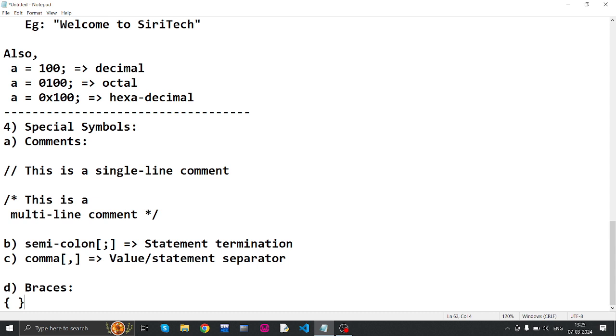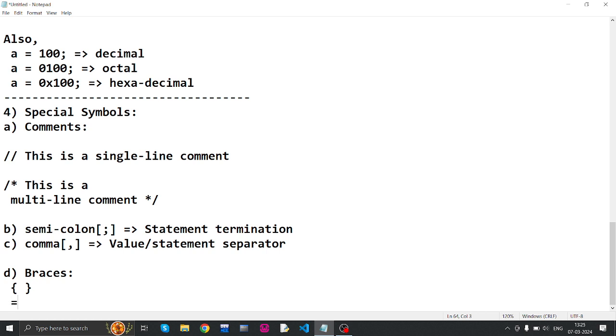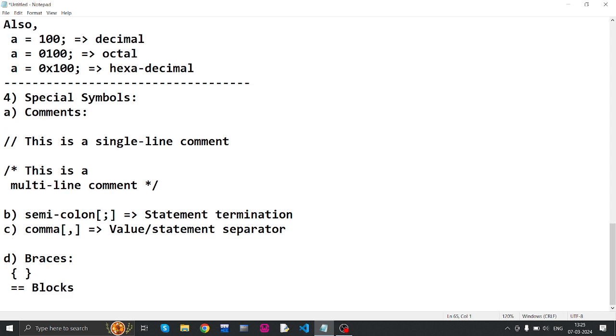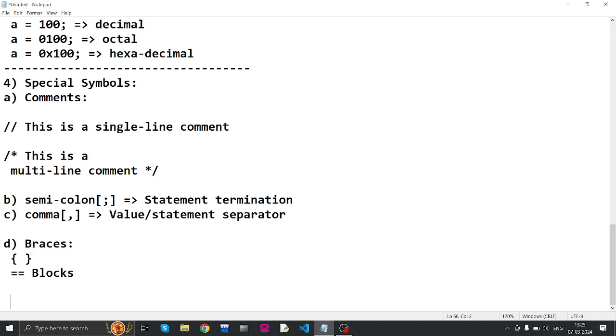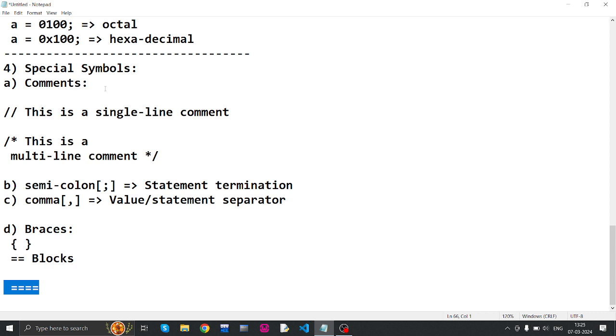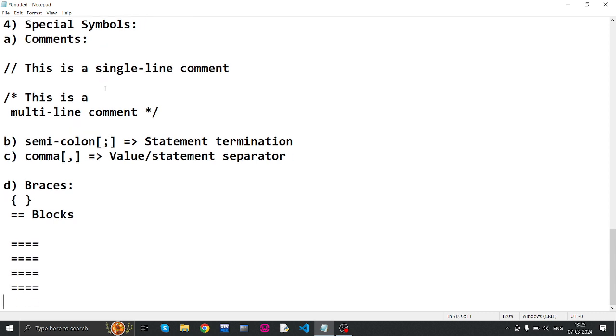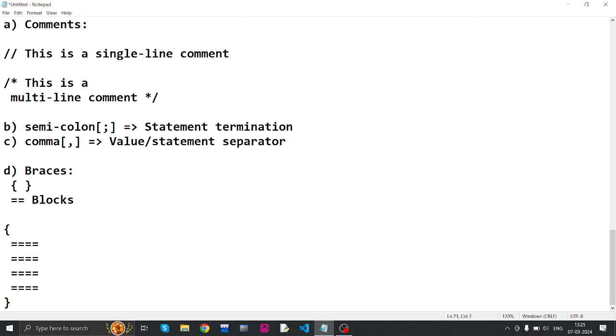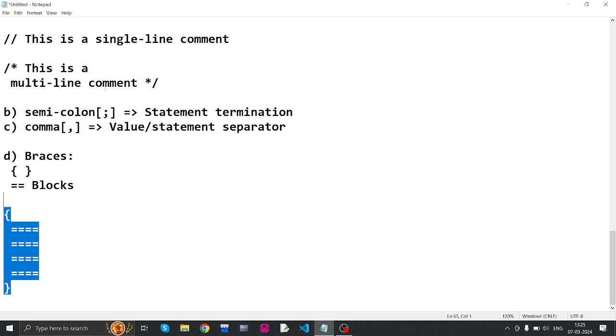The first brace symbol we'll use is curly braces, or flower brackets, as we call them. These symbols are used to represent blocks. Blocks means a set of statements. For example, I have a group of statements like this and I want to execute them as a set. Then I can place them in between curly braces like this. This symbol indicates the start of the block and this symbol indicates the end of the block.